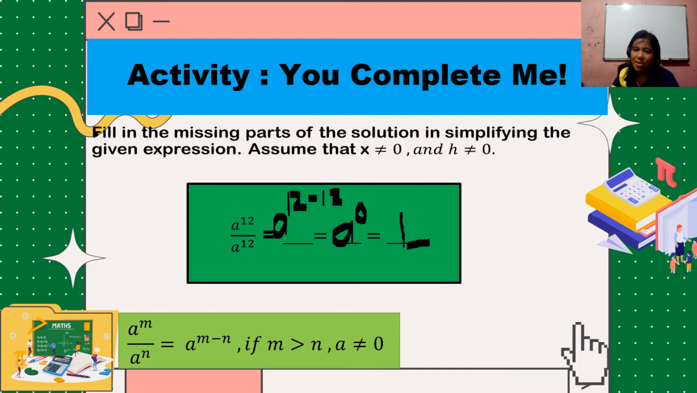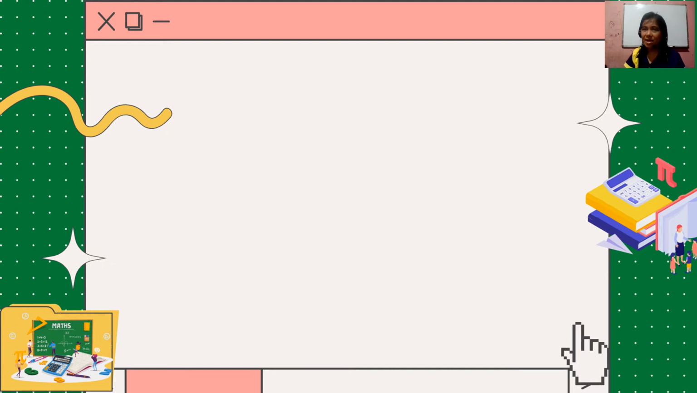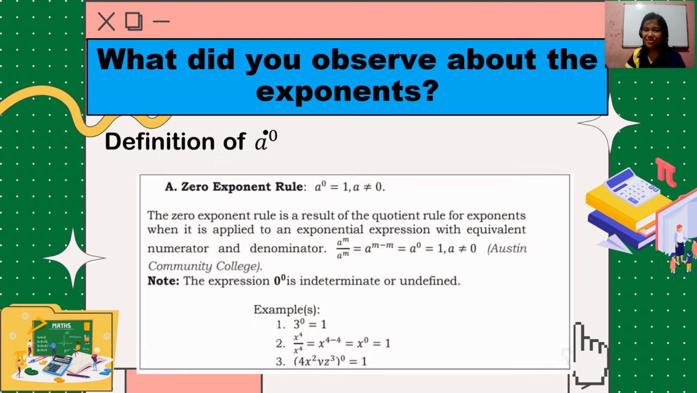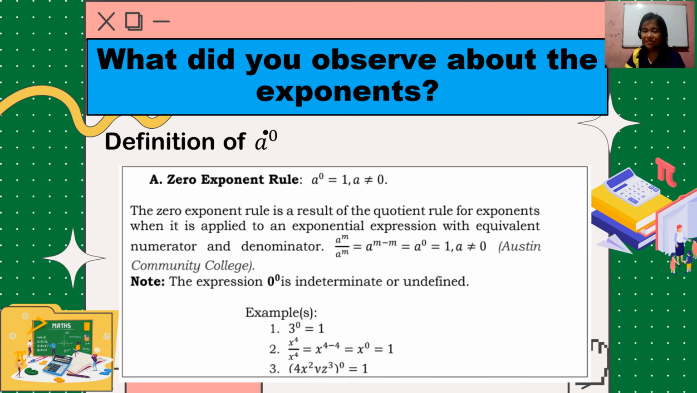Okay? Bakit kaya 1? Bakit kaya dun sa activity natin laging equal to 1? What did you observe about the exponents? Diba? Yung second to the last ending natin is naging, let's say, x to 0, a to 0, tapos equal to 1. Bakit kaya? Define na natin si a raised to 0. Okay, medyo mahaba yung definition, kaya focus na lang tayo dito para hindi na tayo magbabasa ng napakahaba. A raised to 0 is equal to 1 provided that A is not equal to 0.